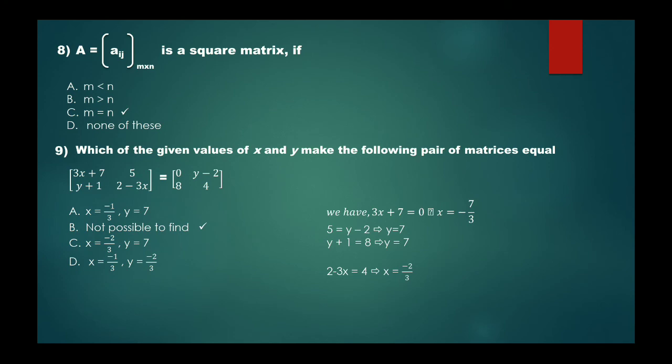Now we have another equation, 2 minus 3x is equal to 4. So we have to get the 2 on the other side. So we get the equation as minus 3x is equal to 4 minus 2, that is 2. So it will be minus 3x is equal to 2, and then we get x as minus 2 by 3. So I don't think we have our values in the options here. So the option is going to be B, not possible to find.